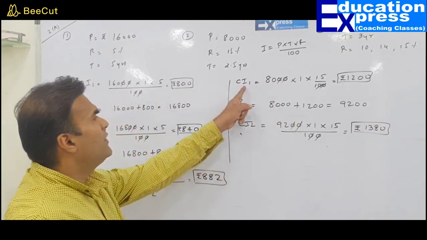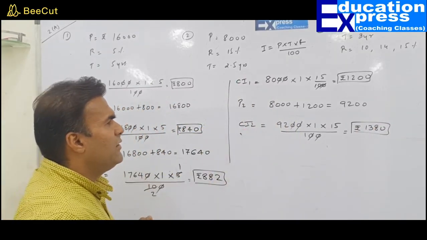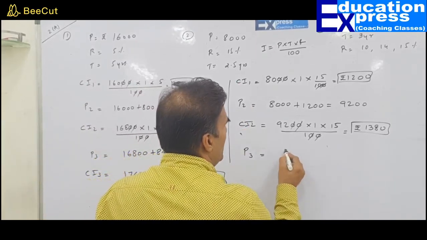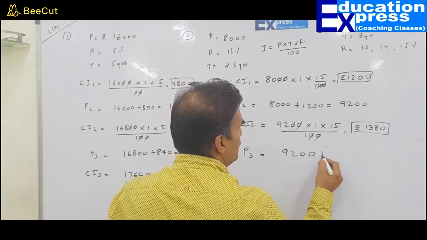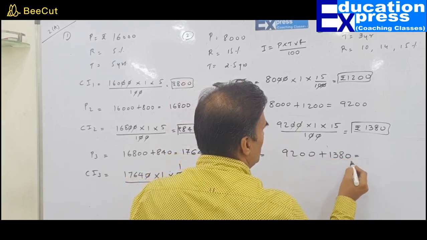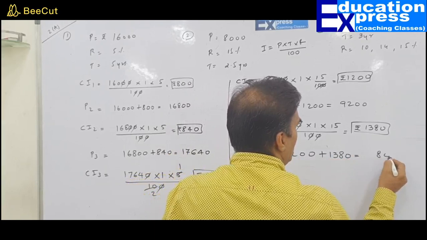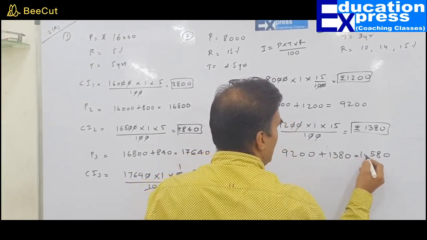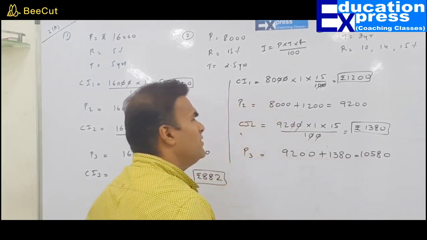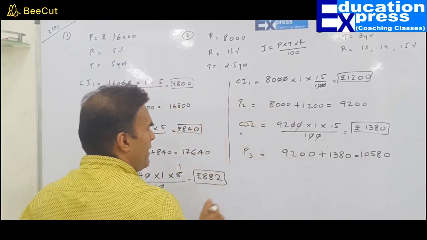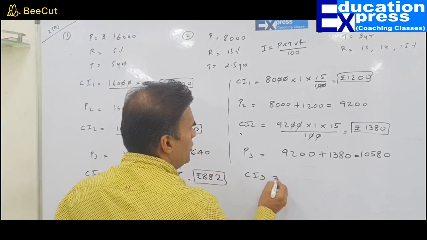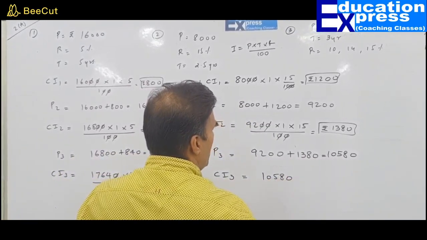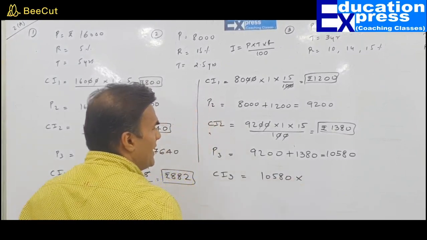We found out for first year, we found out for second year. So what would be the principal applicable for third year? Sir, it would be, I started with 9200, add to this 1380. That makes up 10,580. So principal would be 10,580. Let us find out compound interest for third year. Principal is 10,580.